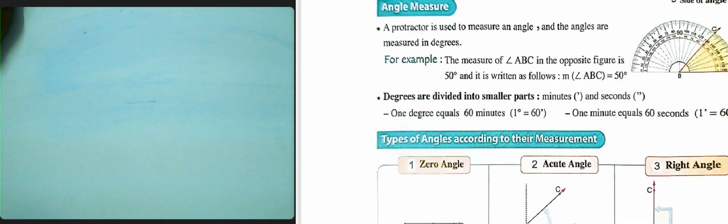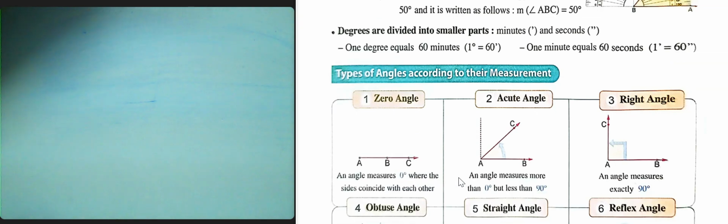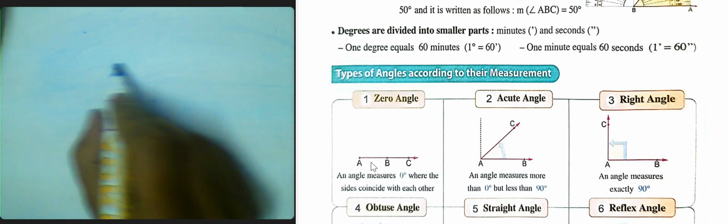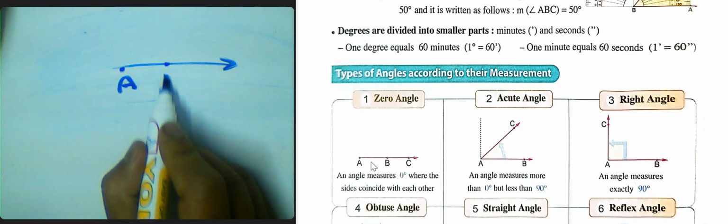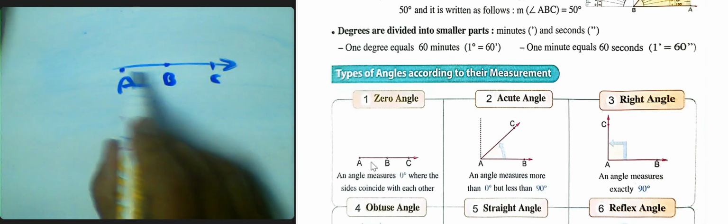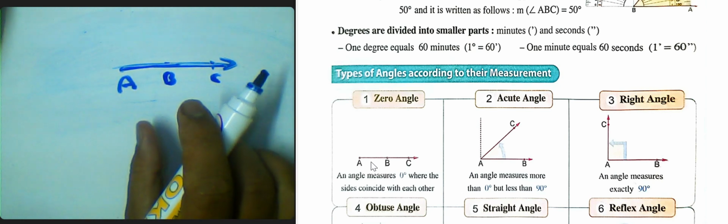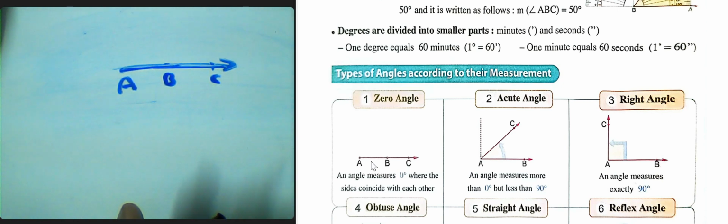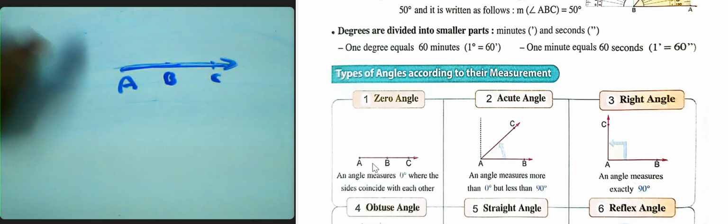يعني يا أولاد, types of angles, عندنا first type zero angle. Zero angle: the two sides are congruent to each other. يعني هنا EP first ray and second ray EC, they are congruent, or the sides coincide with each other. The measure of this angle will be 0 degree.